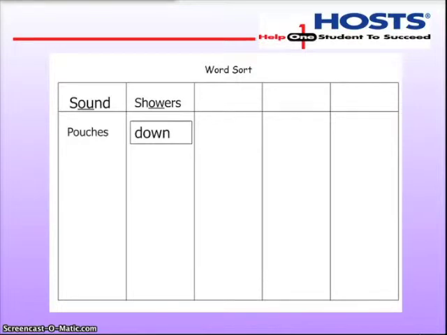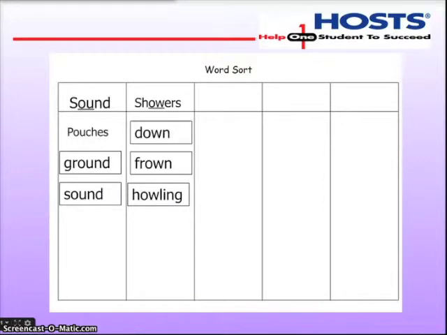Now you and your partner continue sorting the words. Your word sort might look something like this.